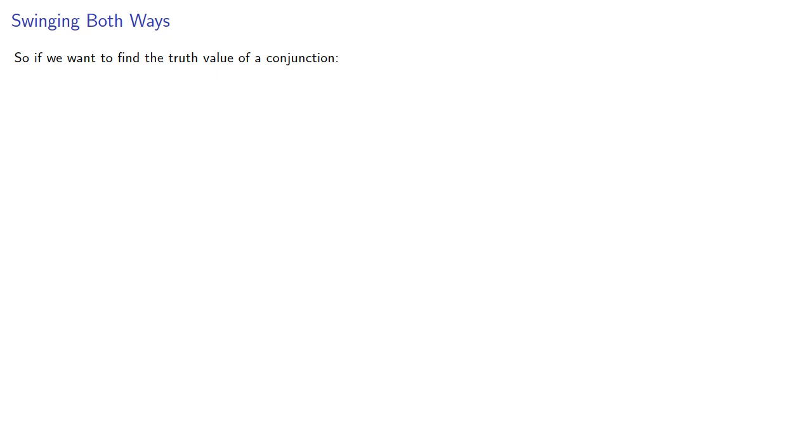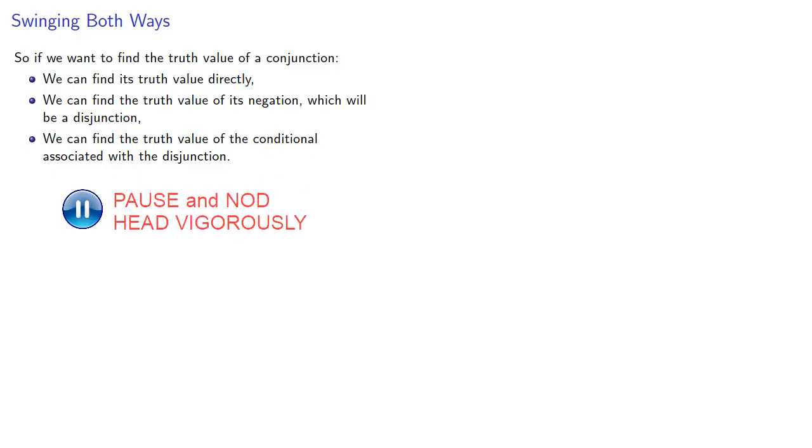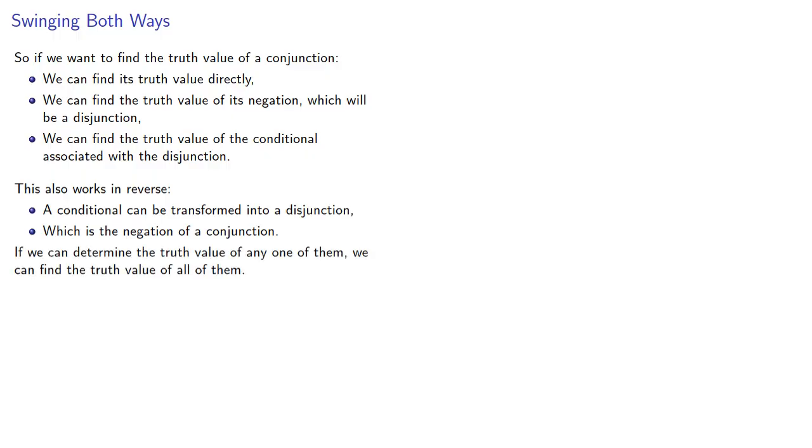So if we want to find the truth value of a conjunction, we can find its truth value directly. We can find the truth value of its negation, which will be a disjunction. We can find the truth value of the conditional associated with the disjunction. This also works in reverse. A conditional can be transformed into a disjunction, which is the negation of a conjunction. If we can determine the truth value of any of these, we can find the truth value of all of them.